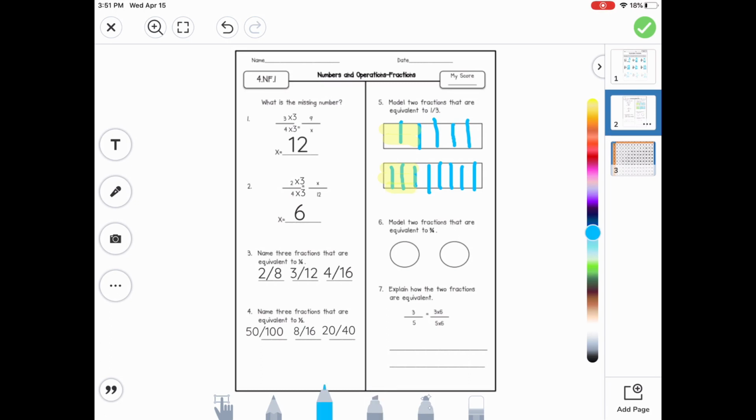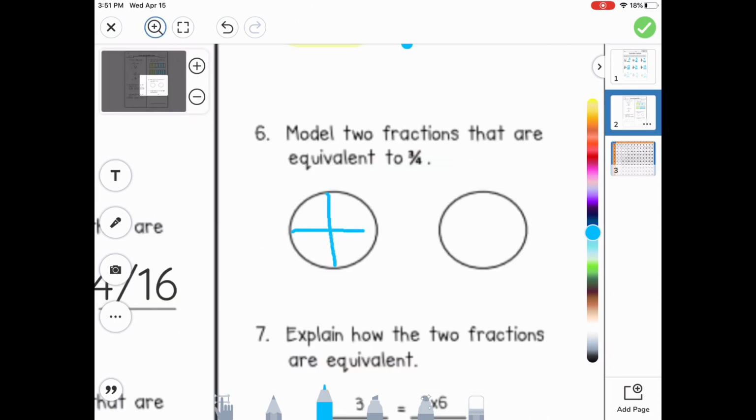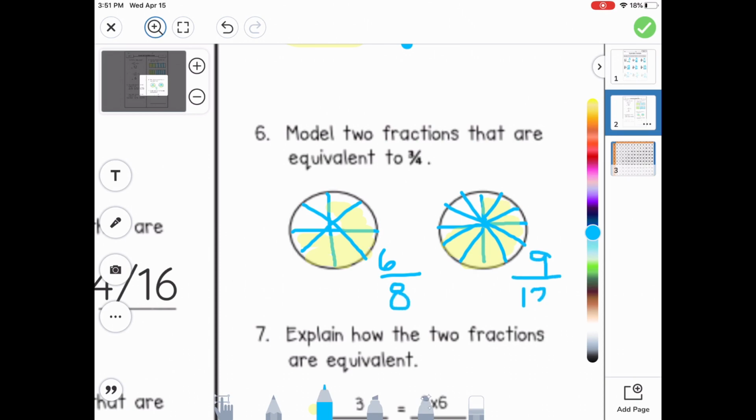Question 6 asks to model two fractions that are equivalent to 3/4. So I know 3/4. 1, 2, 3. 1, 2, 3. My first circle, I think I'll break it into 8ths. My second circle, I'll break it into 12ths. So that is 6/8, and that is 9/12.